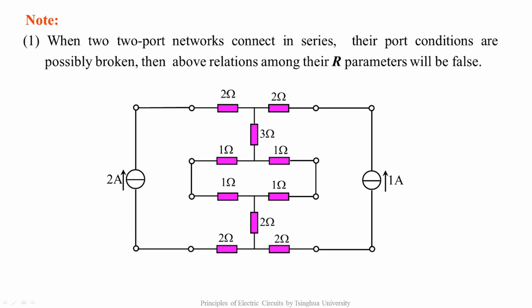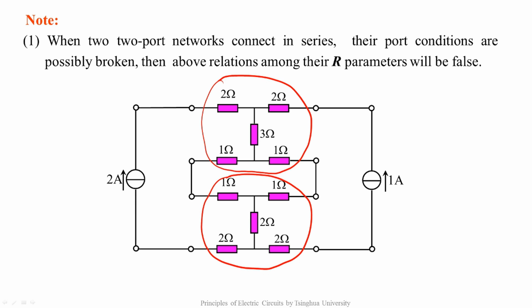This is a first two-port network, and this is a second two-port network. Before the series connection, they are connected to the external current circuits by their own ports. According to the generalized KCL, they satisfy the port condition.